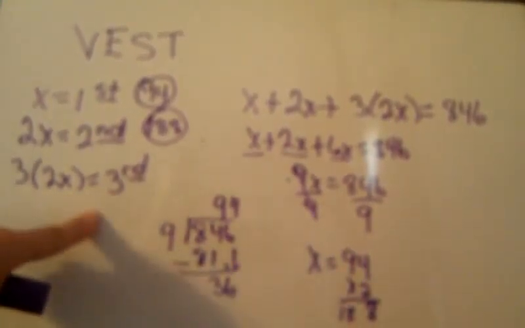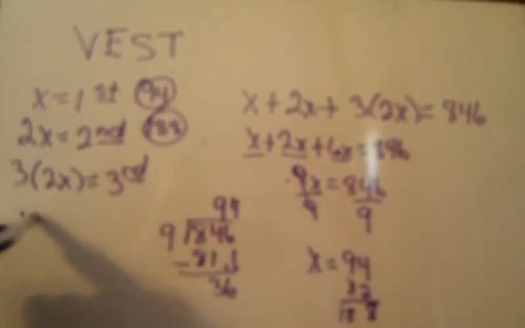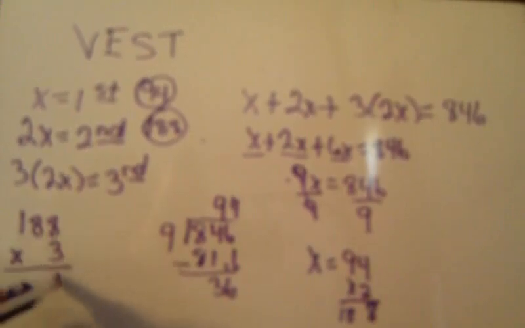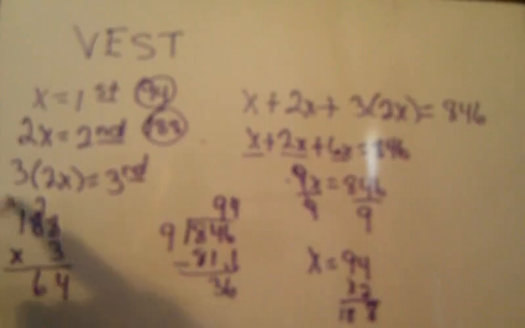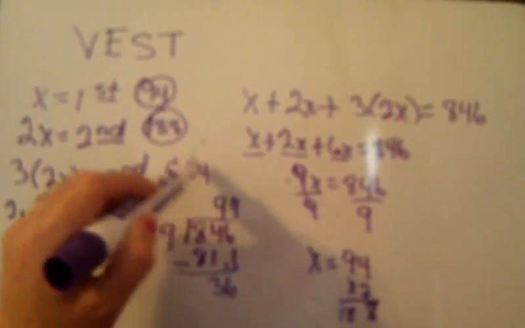It says my third number is 3 times the second number. So 188 times 3. 3 times 8 is 24. 24, 26. 3 times 1 is 3 plus 2 is 5. So my third number is 564.